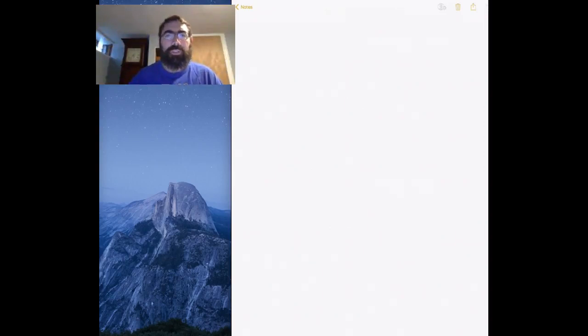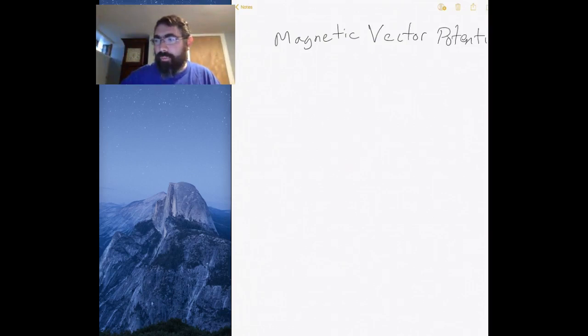In this lecture, I want to introduce the concept of a magnetic potential, but it turns out what we're going to find is that it's not going to be a scalar potential like the electric potential, but it's actually going to be a vector potential. So that's going to add a little bit of a wrinkle to the discussion. But actually, that's also what makes physics really interesting.